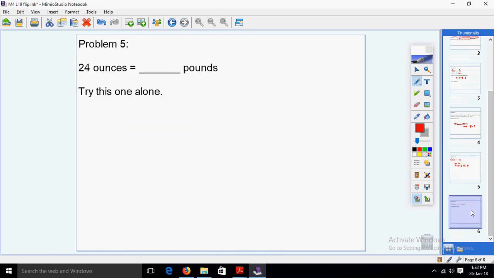All right, so here's problem 5. 24 ounces is equal to how many pounds? Now, I know that this one is a little bit harder just because you have to figure out how many ounces are in 1 pound. I'm not going to tell you because I want to make sure you guys know it. If not, this is probably a good time to review it. So answer this question, and then you can go ahead and take the quiz.